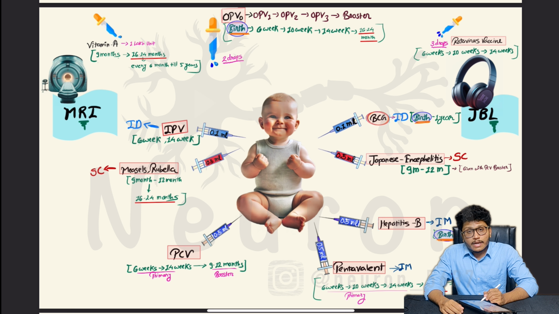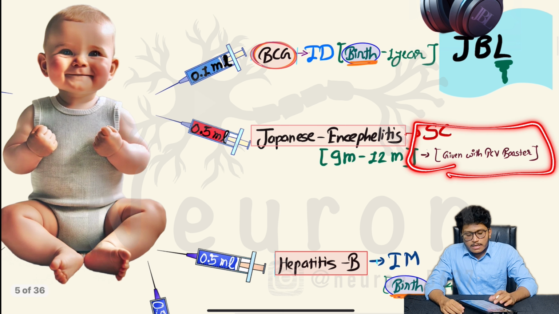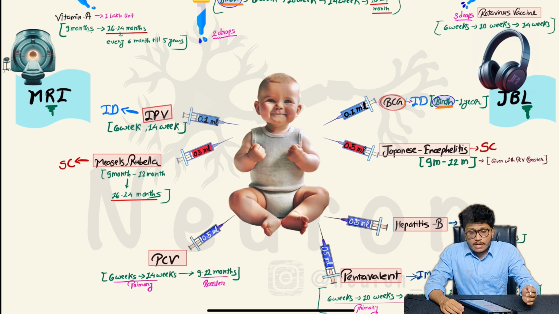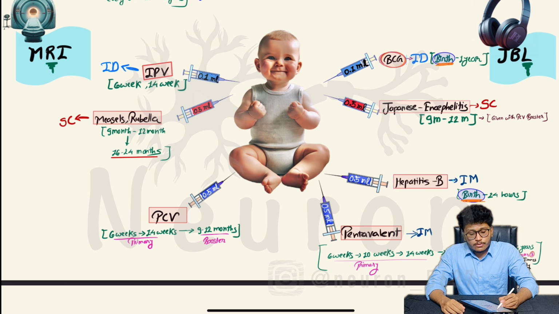BCG is given at the time of birth, and if it wasn't given at the time of birth, it can be given during the first year of age. Japanese encephalitis vaccine is given at 9 months to 12 months, and it is given with the PCV booster. Japanese encephalitis vaccine is not given in all of the states in India. It is given only in some parts of India. So the first dose of the subcutaneous vaccines is given at the same age. You have to remember 9 to 12 months for both of the subcutaneous vaccines.